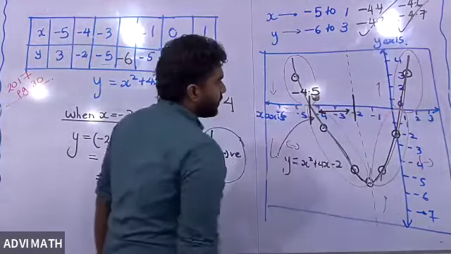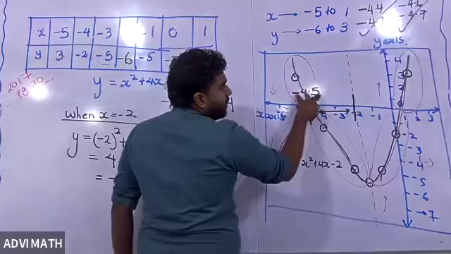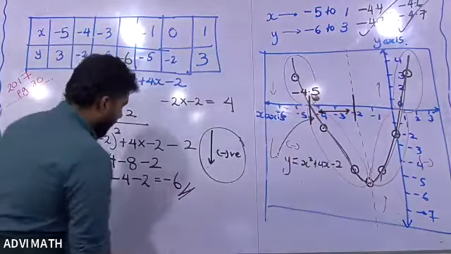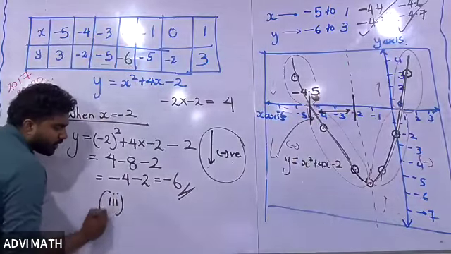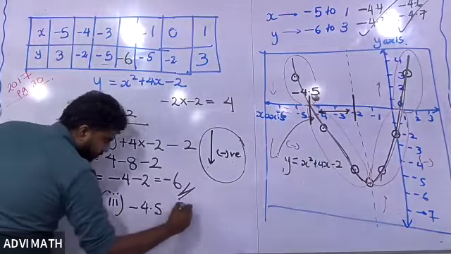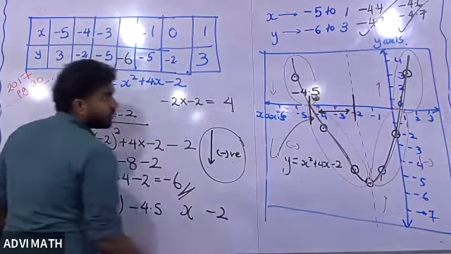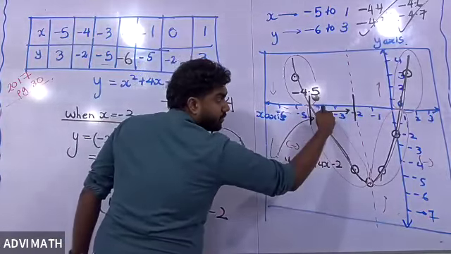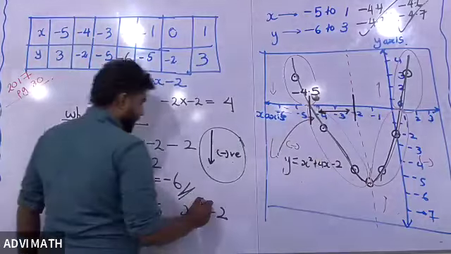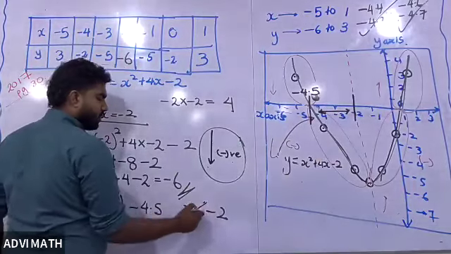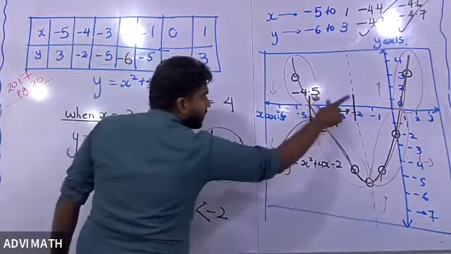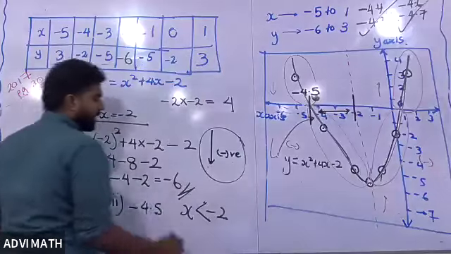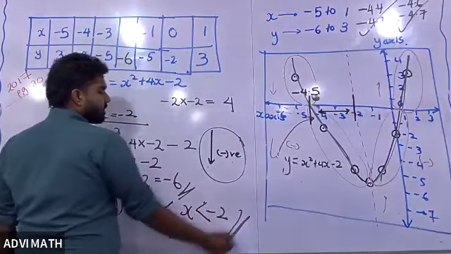Okay. What value do I have here? 4.5. What is the value here? -2. Answer for Roman number 3: -4.5 < x < -2. This side of the graph is less than -2 or greater than -2? Less. This side of the graph is greater than -4.5 or less than -4.5? Greater than -4.5. Your answer is this.